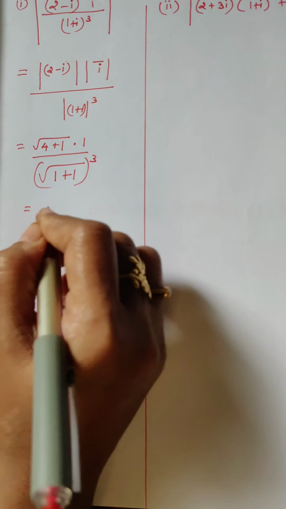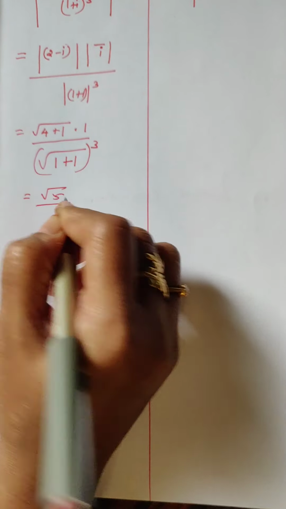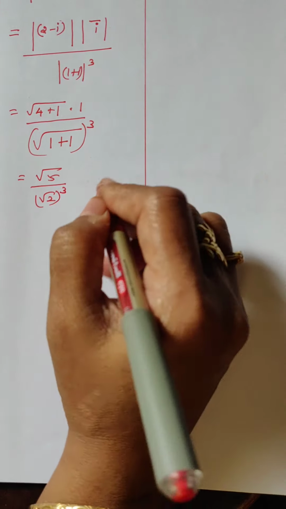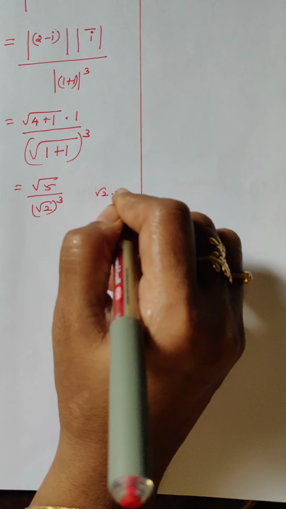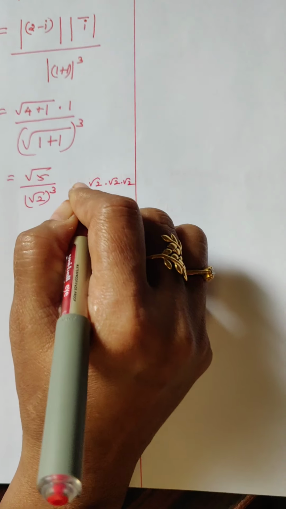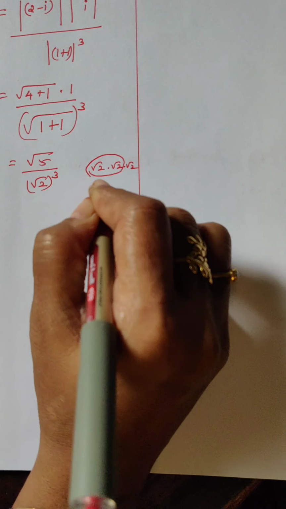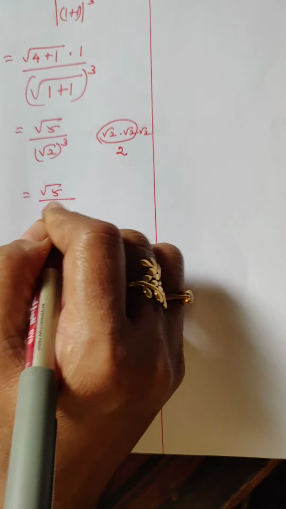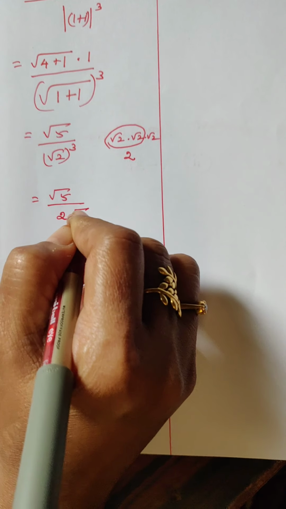Is it clear, all of you? So root 5 divided by root 2, the whole cube. Root 2 the whole cube is root 2 into root 2 into root 2. So for 2 root 2 into root 2 we will get 2. So I can write this as root 5 by 2 root 2.